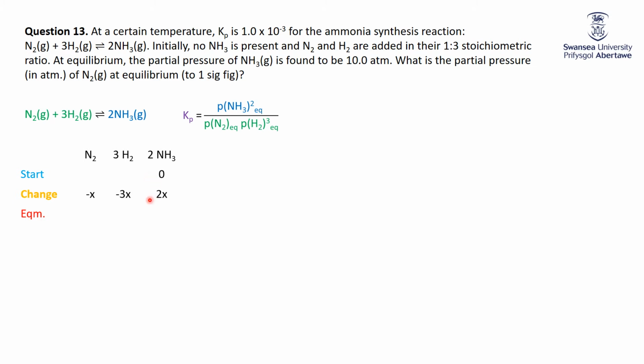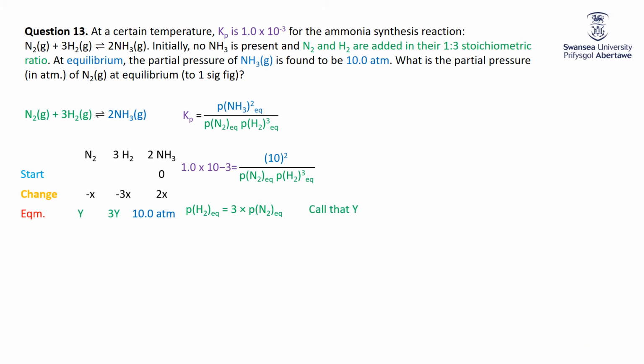At equilibrium we do have change in 2x for the NH3, and for the N2 and the H2, the N2 changes by minus x, the H2 changes by 3 times as much to give us minus 3x. Now we were told that they were added in a 1:3 ratio, so they change by 1:3, so at equilibrium they have to be 1:3. So the H2 is 3 times the N2 at equilibrium. They started off 1:3, they change 1:3, they'll end up 1:3.